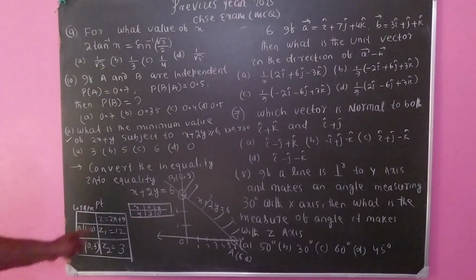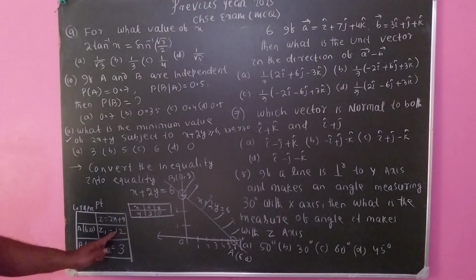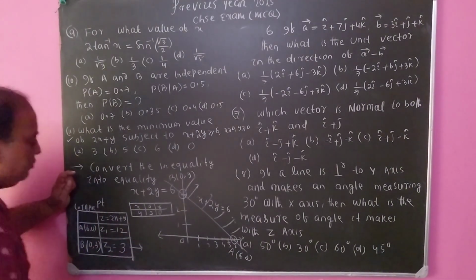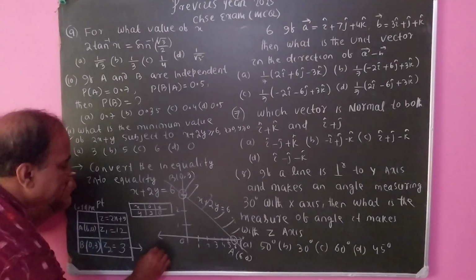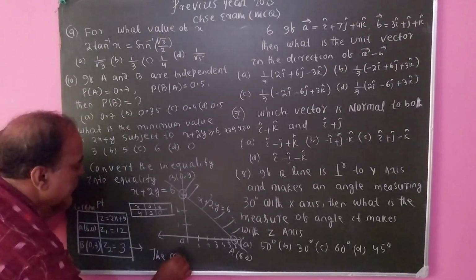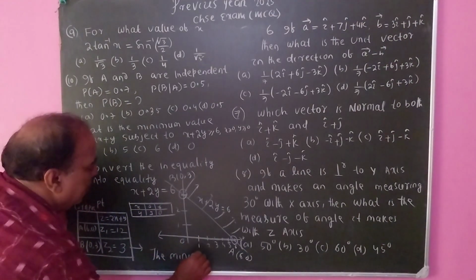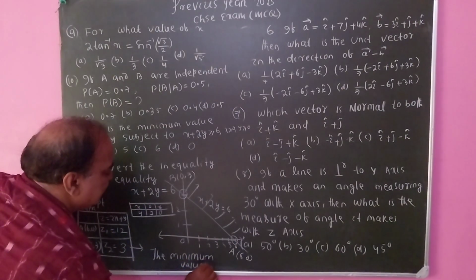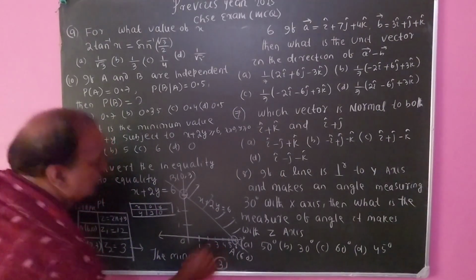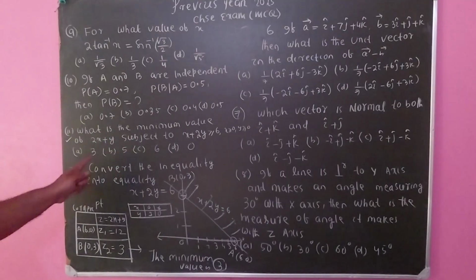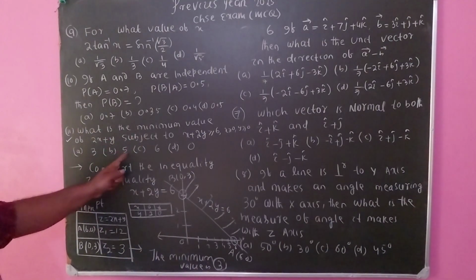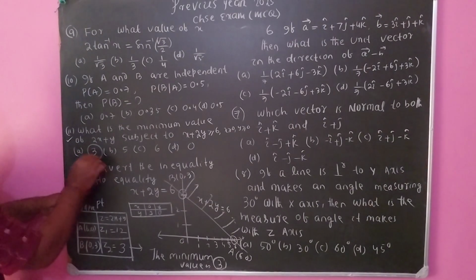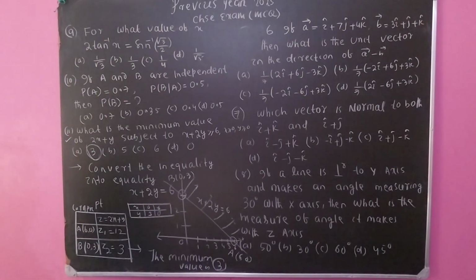So out of these points, the minimum value is 3. Write down: the minimum value is 3. In the answer options, 3, 5, 6, 0, the correct answer is 3.